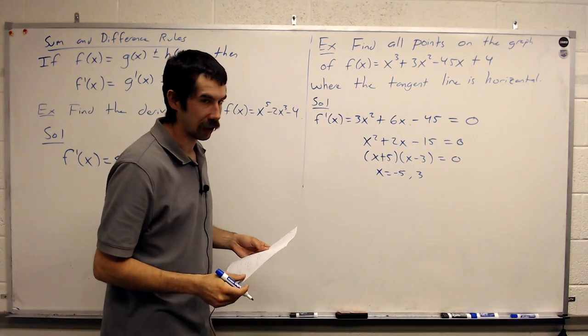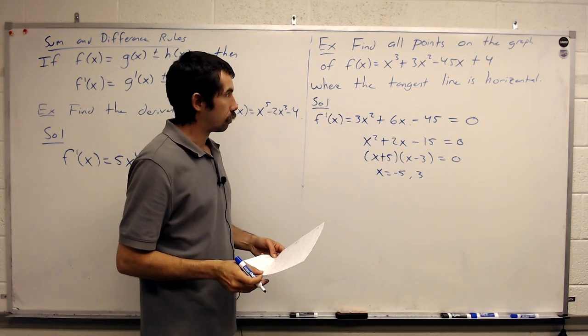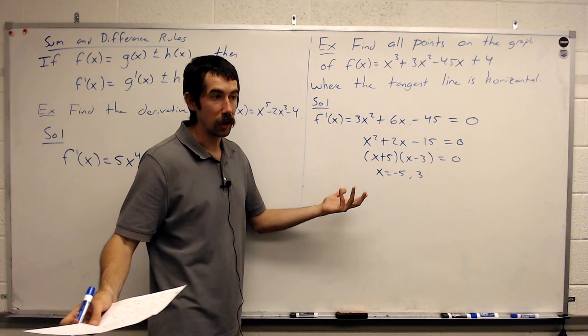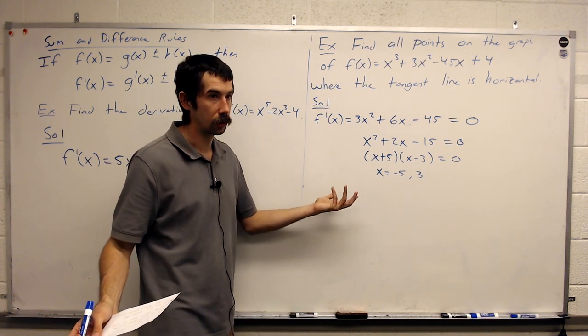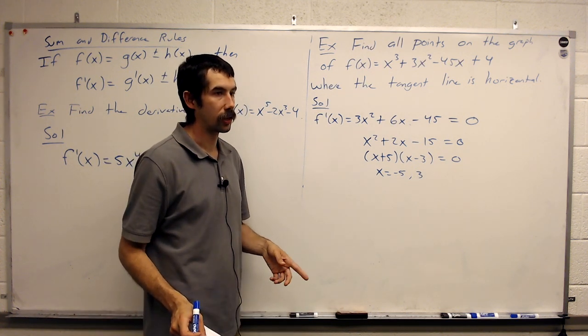It gives us these x values. And so you might be thinking, I'm done. I got 2 x values. You said there was 2 answers. And I would say, wrong.